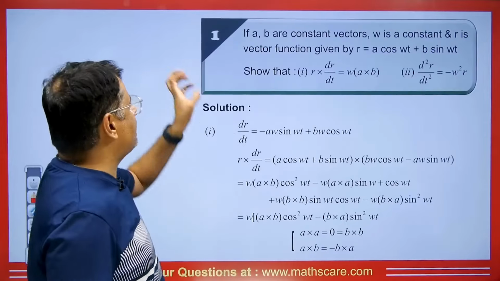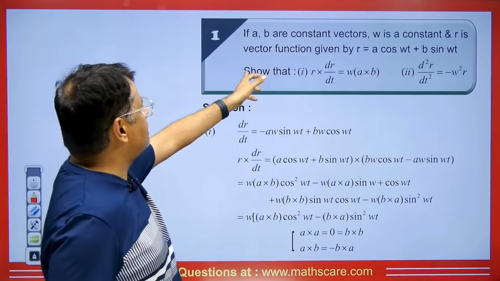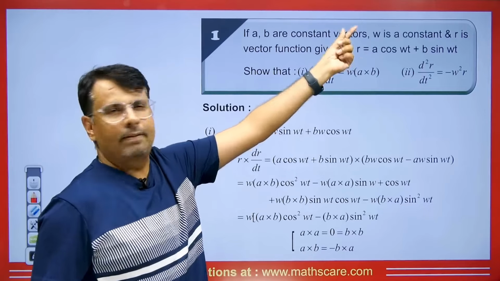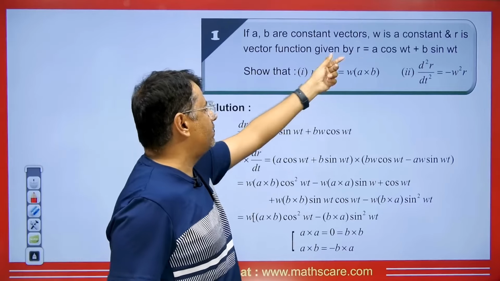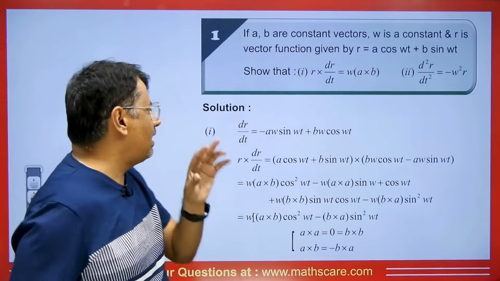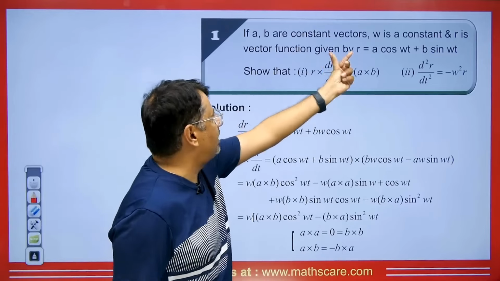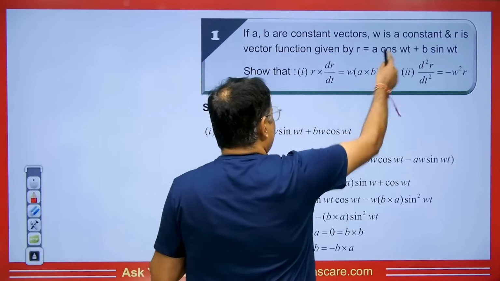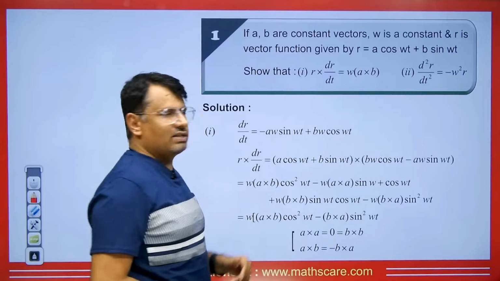Let's take some questions. We have a question here: if A and B are constant vectors and omega is constant, and R is the vector function given by this. Here we are given R equals A cos omega t plus B sin omega t. We are told that R cross dr by dt will be this, and d2r by dt square is equal to minus omega square R, right? So you will need to check that if we are given R here, and I take its derivative with respect to t, then we know that cos will be minus sine, sine will be cos, and omega will be taken out, and so I can write it like this.